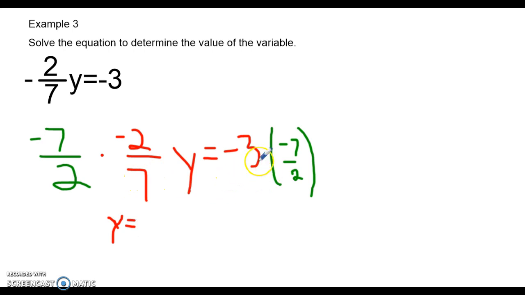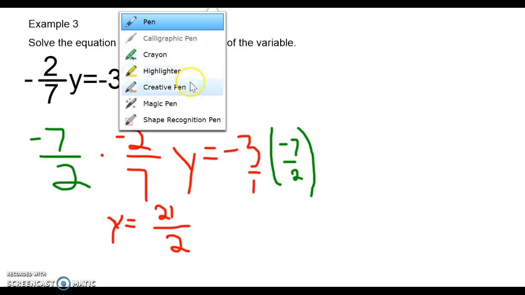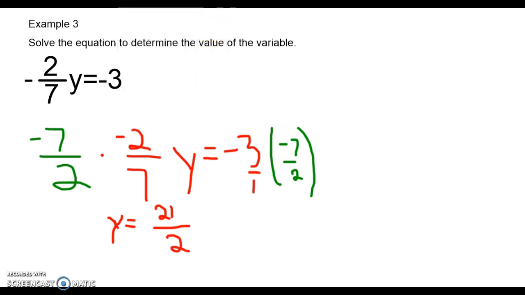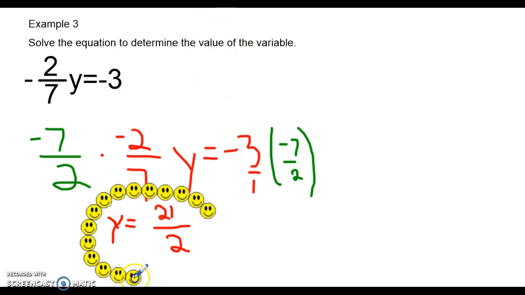Over here, we can make negative 3 into a fraction, and then we just multiply across. Negative 3 times negative 7. Negative times negative is positive, so positive 21 over 1 times 2 is 2. Ta-da! And that's what we got. So, final answer, 21 over 2. So remember, when you have a fraction times the variable, simply multiply both sides by the reciprocal.